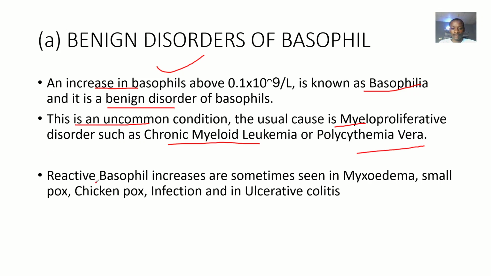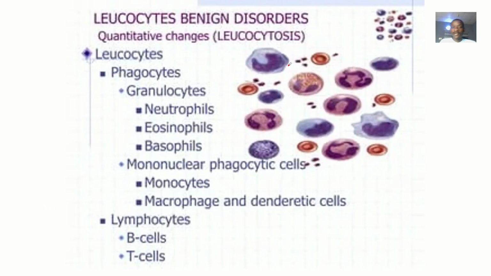Now, reactive basophil increases are also seen in conditions like myxoedema, smallpox, chickenpox, infections, and in ulcerative colitis. So you grab this figure, and I just simply know that anything benign is just mild. It's just coming up. So benign disorders of basophils is basically anything that is just making the basophils go up a bit.